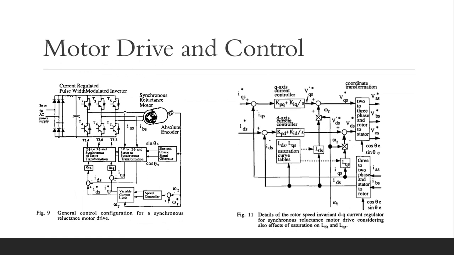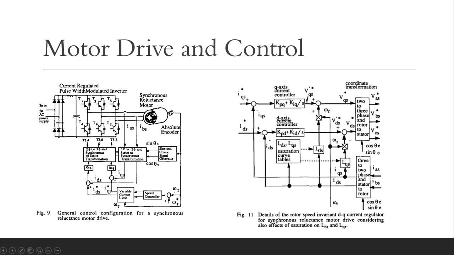And finally, we have figure 9, the general control configuration for the synchronous reluctance motor drive. We have here a synchronous reluctance motor, and the three-phase converter will use IGBT or MOSFET, with SPWM or PWM technique. And we have the Park and Clarke transformation from the two-phase current controller to Id/Iq or Vd/Vq, and the speed controller is the outer loop.